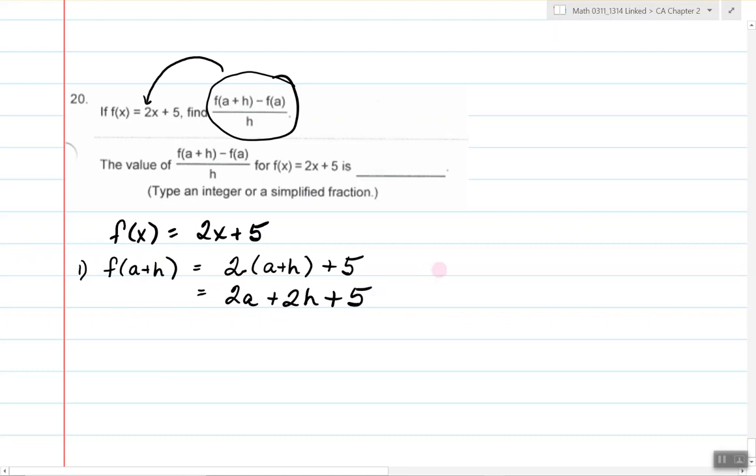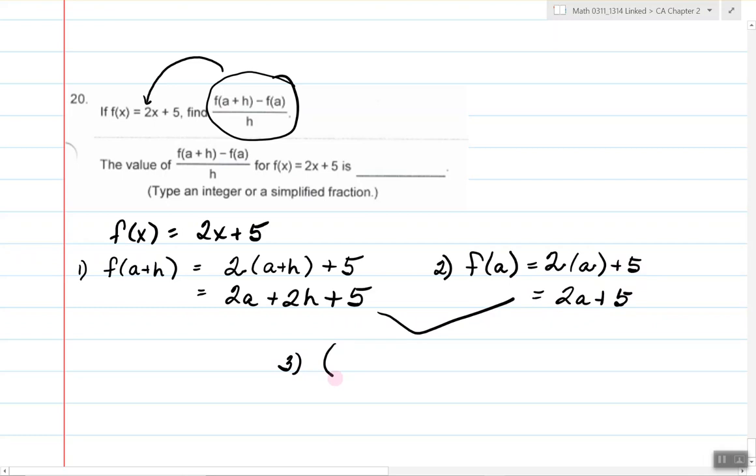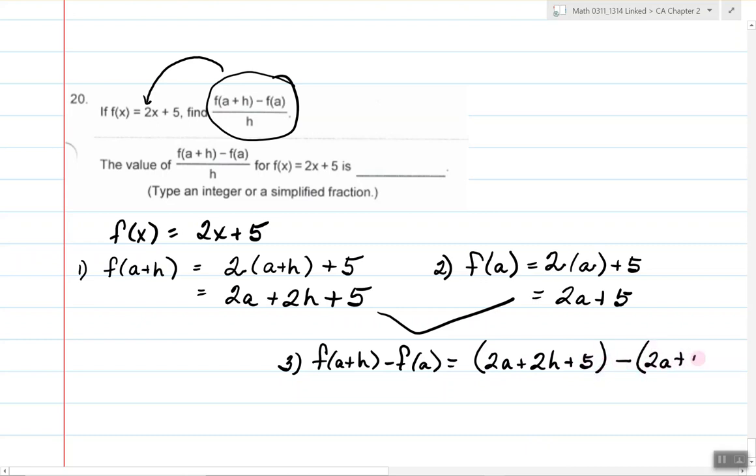Pause. Step 2. Find f of just a. Well, that's even easier. That's 2 times a plus 5, which is 2a plus 5. Step 3 is to subtract them. Use parentheses. It is f of a plus h minus f of a. So it is, open parentheses, 2a plus 2h plus 5 minus, open parentheses, 2a plus 5.